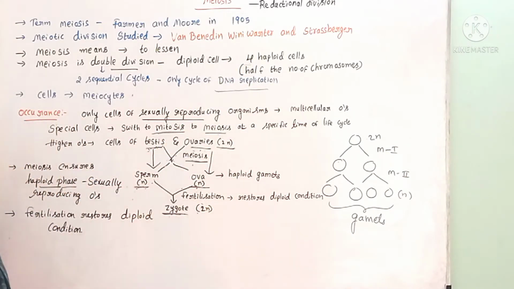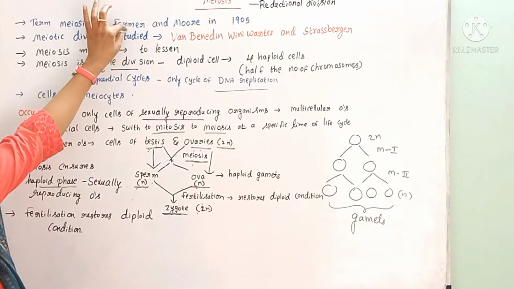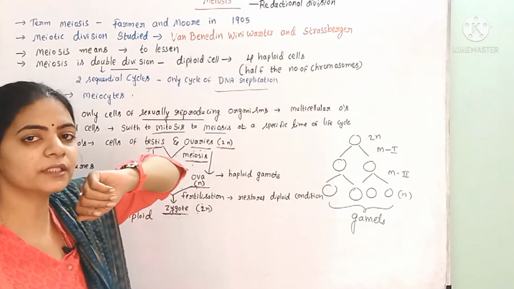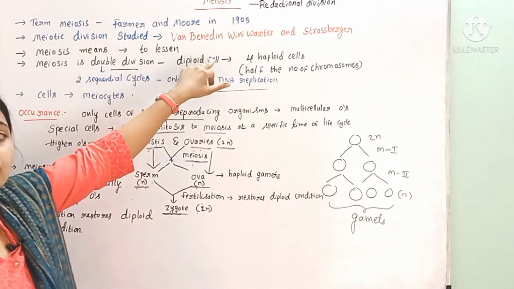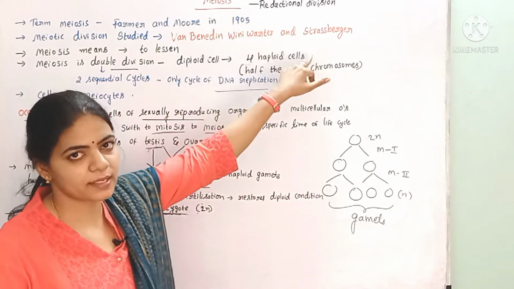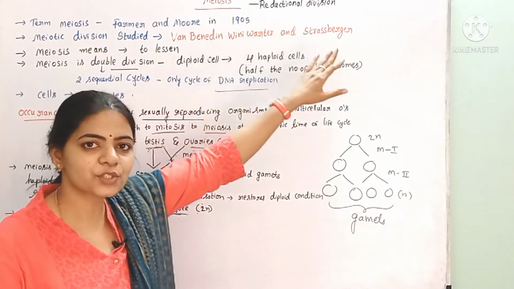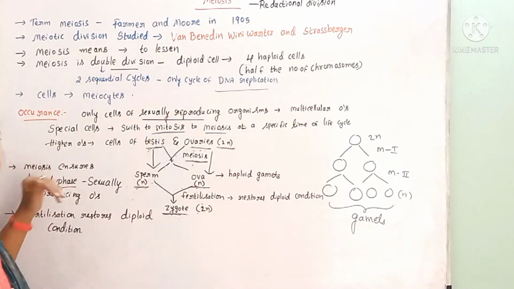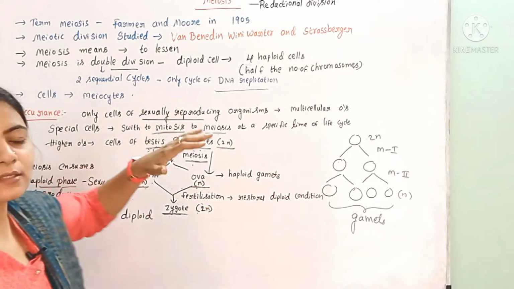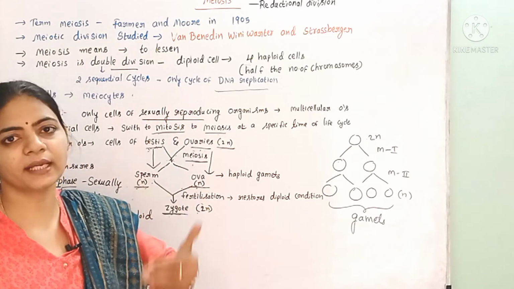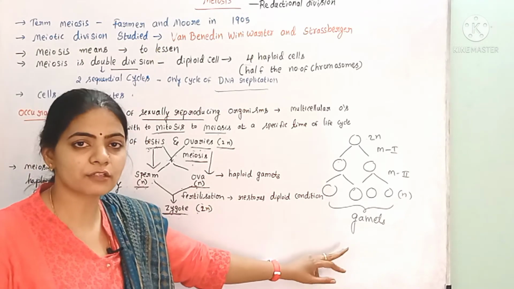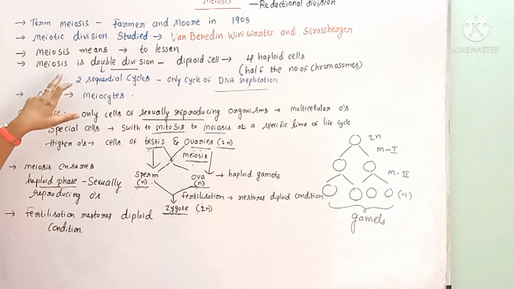And who coined the term meiosis? The term meiosis was coined by Farmer and Moore in the year 1905. And who discovered meiosis? The meiosis process was first studied by Van Beneden, Winiwarter and Strasburger. And what is the meaning of meiosis? Meiosis means to lessen, to decrease, or to reduce. The number of chromosomes is reduced, right? Hence it is called meiosis, a reductional division.